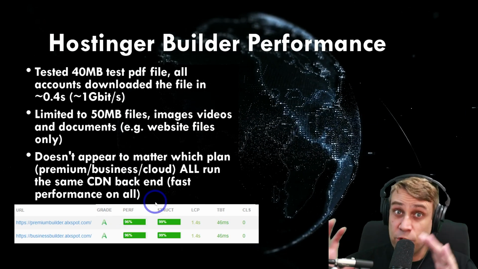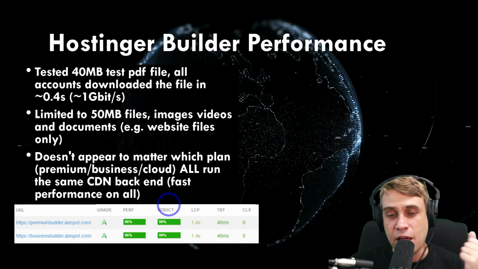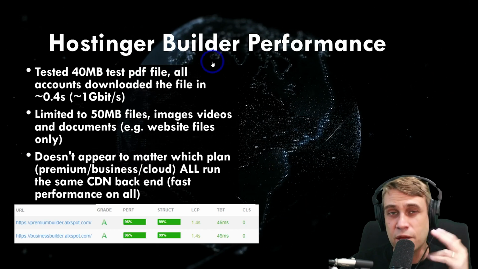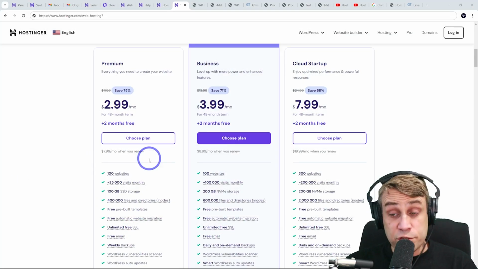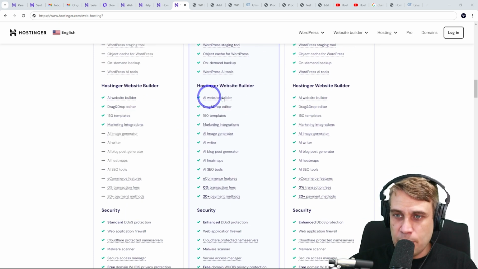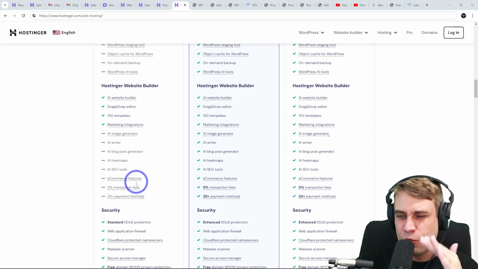You obviously have to be using Hostinger to use their builder. That's the main catch. I've talked about that in the previous video, but let's have a look at what the difference is in terms of features with these Hostinger builder websites. All right, so if we scroll down on these plans here, we get the Hostinger website builder options here. So the business plan and the cloud have exactly the same features. You'll notice that the premium plan has all of the advanced AI options grayed off, and the e-commerce features are grayed off.